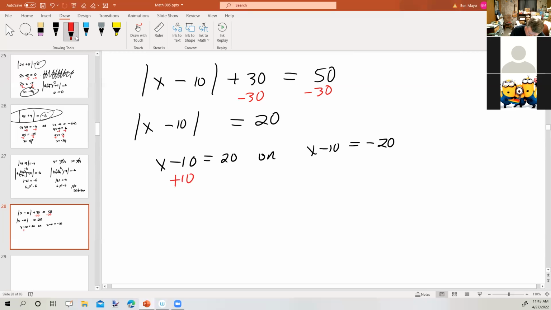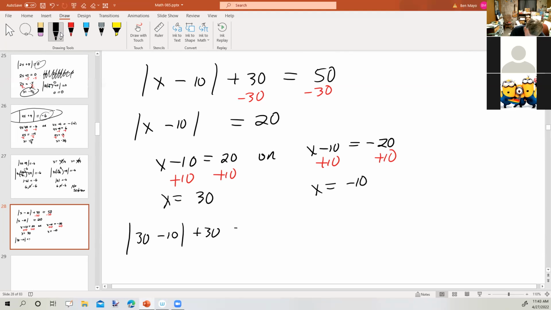Solving the first equation, add 10 to both sides. Solving the second equation, add 10 to both sides. Let's check our work. Let's see, if x is 30, minus 10 is 20. The absolute value of 20 is 20. 20 plus 30 equals 50. So that one checks.